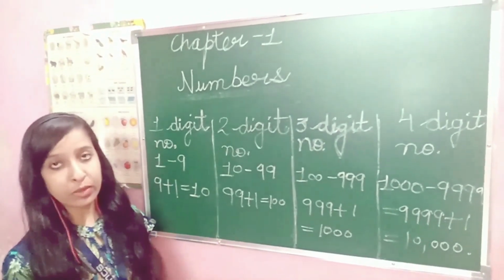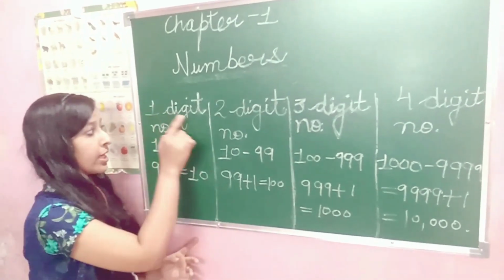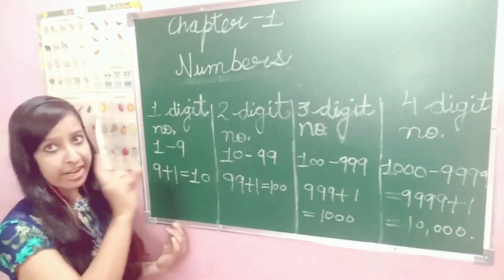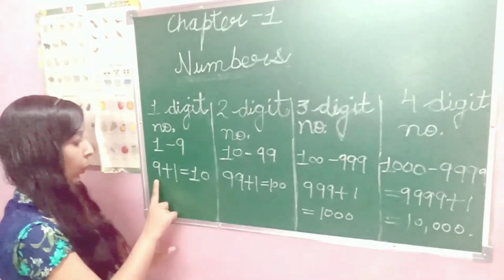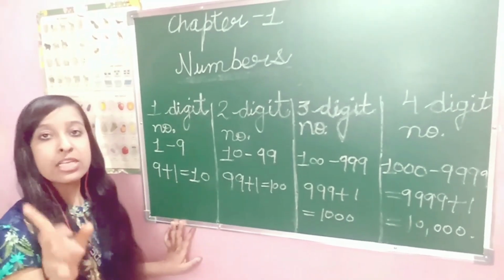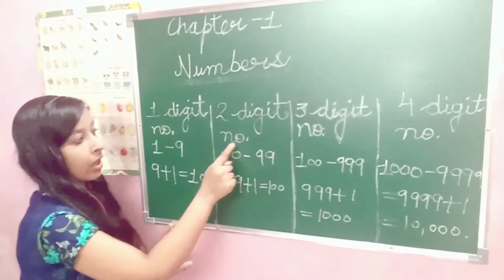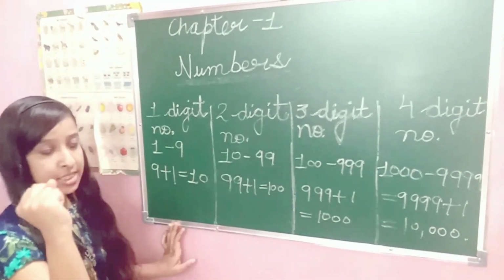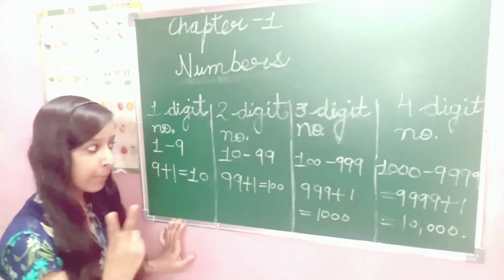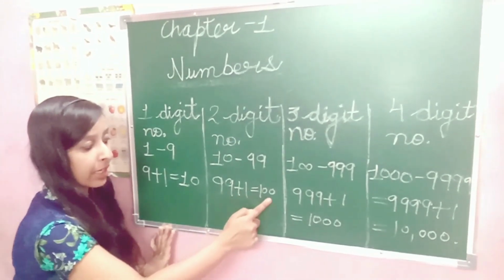Here, let's begin with an example. In class 2nd, you have studied one digit numbers, that is 1 to 9. 9 is the greatest one digit number. So 9 plus 1 became 10. It is the smallest two digit number, right? 10 is the smallest two digit number and 99 is the greatest two digit number. But when we add 1 to 99, it will become 100.